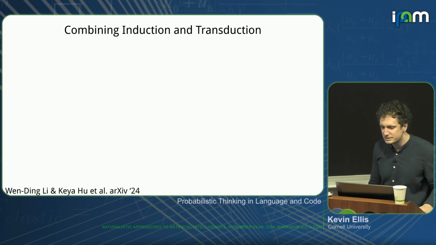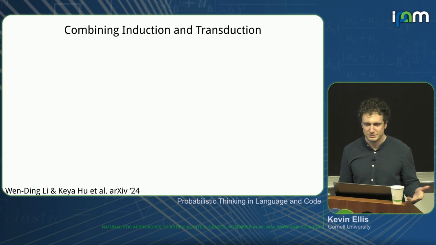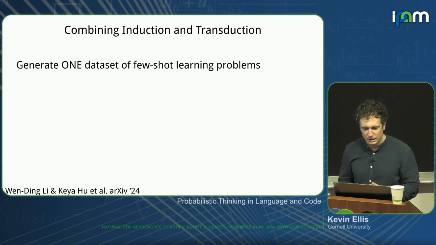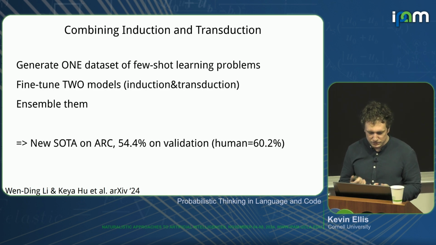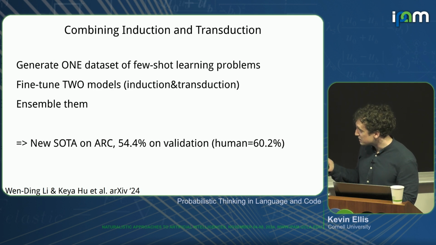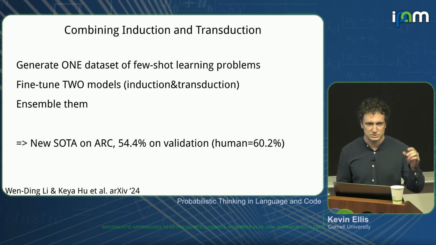So then we thought, well, why don't we just do both at the same time? If they're both good, but they do different things. So we made one data set, trained two models, and ensembled them. And interestingly, this actually does surprisingly well on ARC and is kind of close to human level, like slightly worse than the average human, but it's kind of in the ballpark.